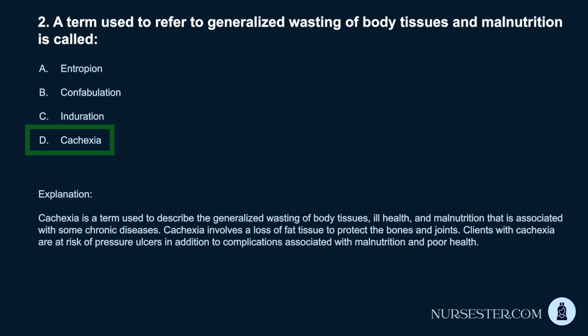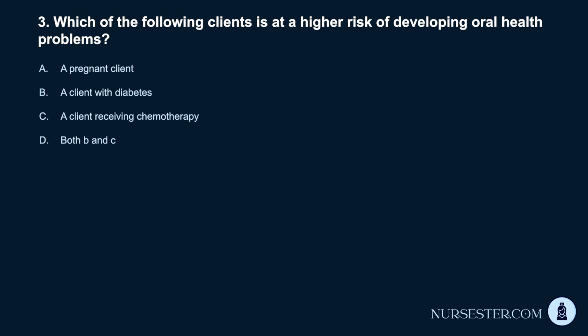Cachexia involves a loss of fat tissue to protect the bones and joints. Clients with cachexia are at risk of pressure ulcers in addition to complications associated with malnutrition and poor health. 3. Which of the following clients is at a higher risk of developing oral health problems? A. A pregnant client. B. A client with diabetes. C. A client receiving chemotherapy. D. Both B and C. Correct answer, D.